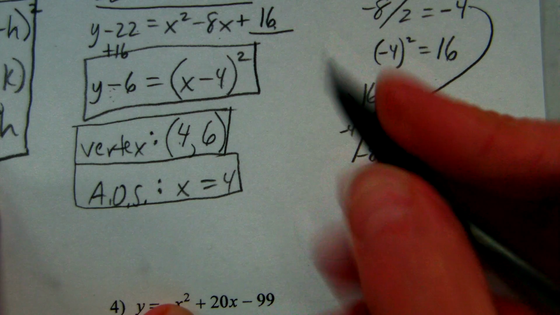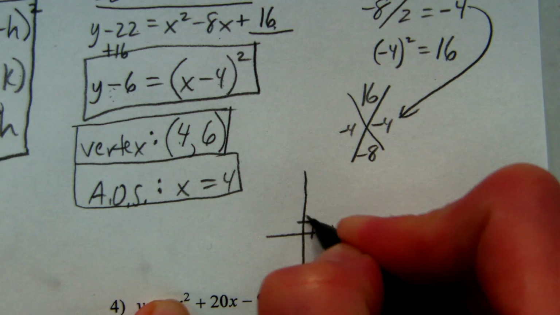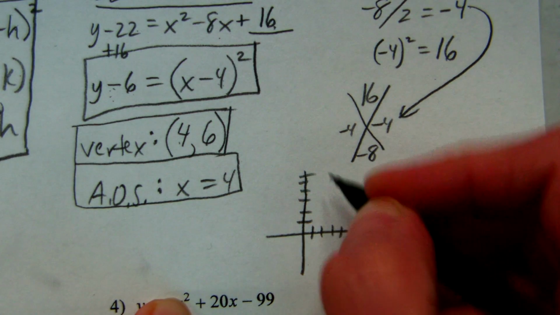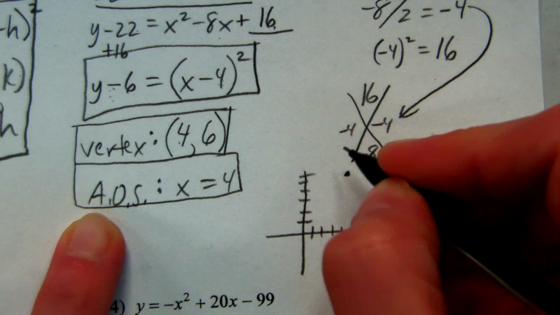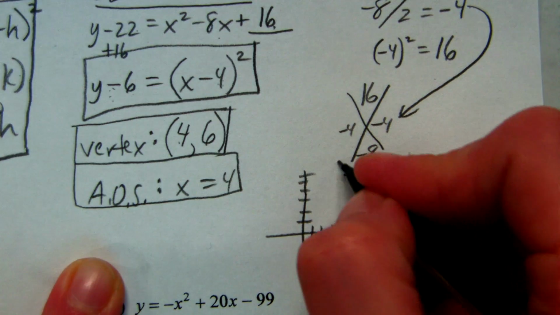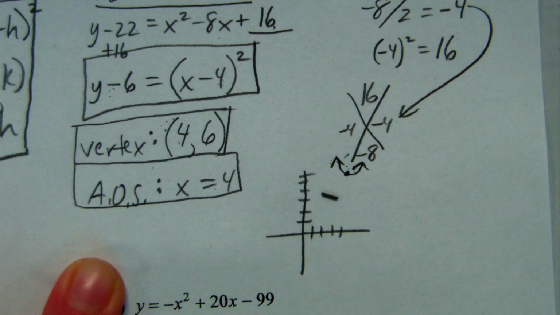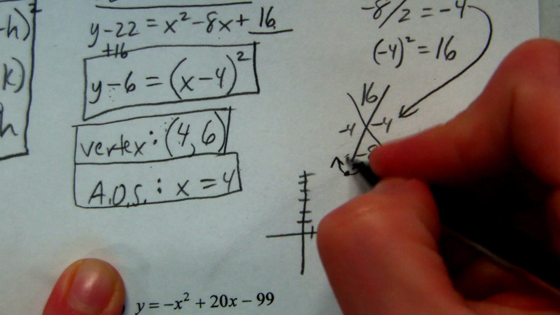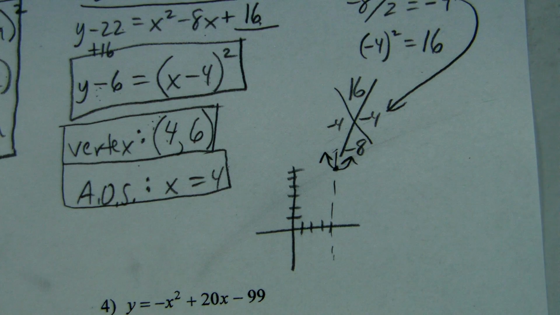So if we think about what that would be in terms of the graph, 1, 2, 3, 4, 1, 2, 3, 4, 5, 6. Just a simple little graph. We go over 4, up 6. We know this one opens up because the leading coefficient, the coefficient of the x squared term, is positive. So that goes up like this. And our axis of symmetry would have to go right down through the middle, which would be 4. And you don't have to do the sketch. I'm just kind of explaining what kind of information this is giving us.